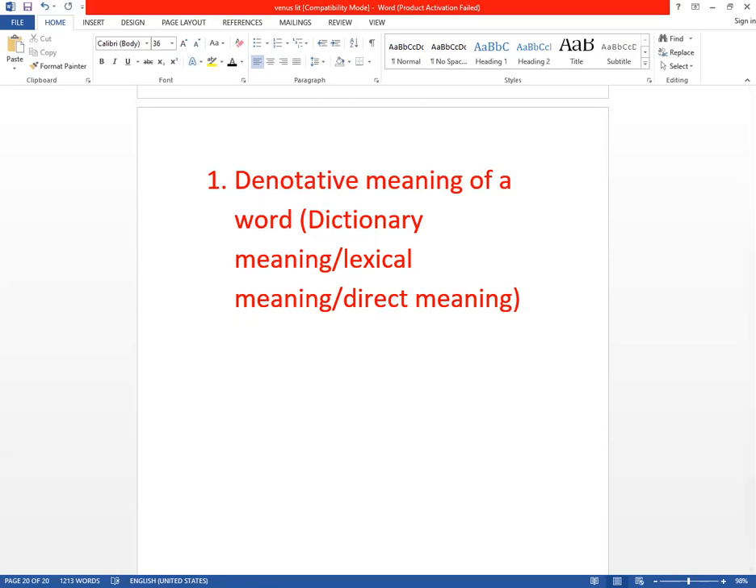Those who have a dictionary, check the word mother. Check this word in your dictionary and write down the meaning as given in the dictionary.